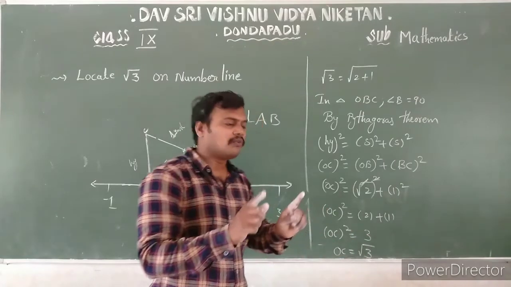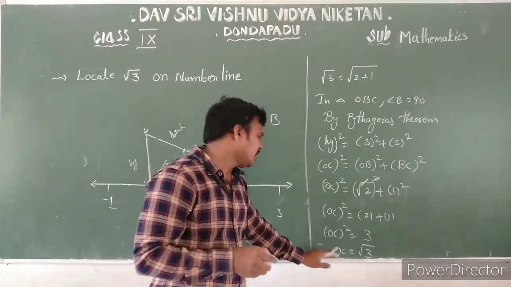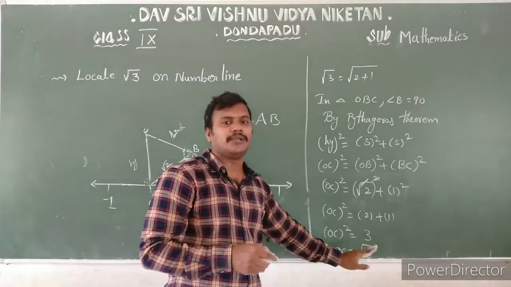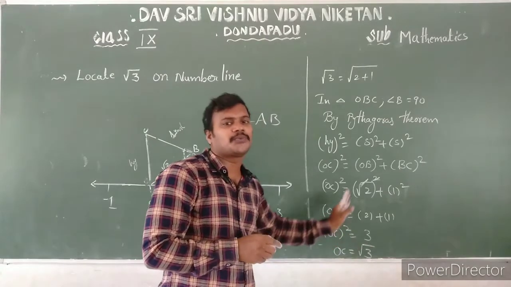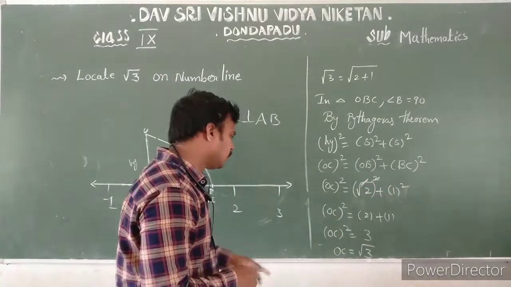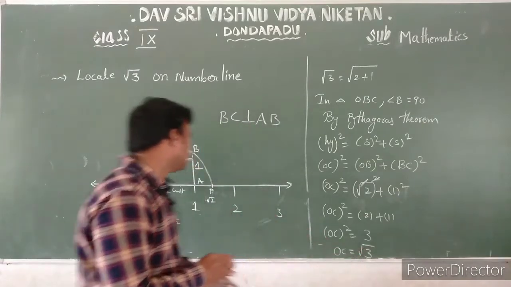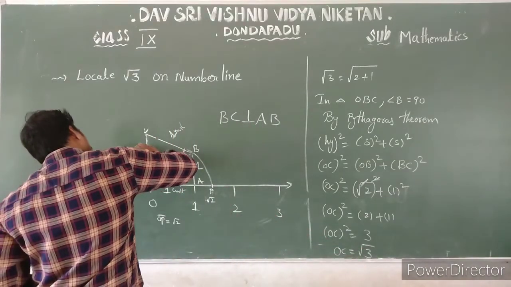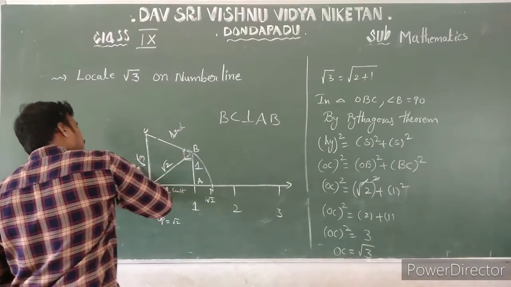We don't need OC square, we want just OC. That is OC equals root 3, because when the square is transferred to the right-hand side, we get the root value. So OC equals root 3.